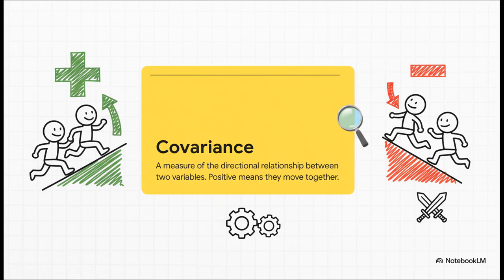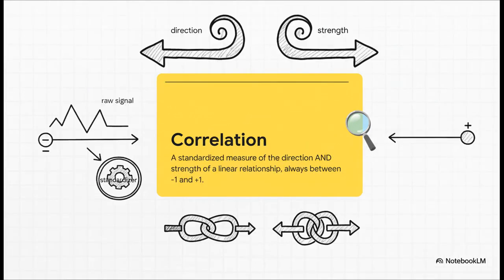It's basically a quick and dirty signal. If the number's positive, it means the variables tend to move together. If it's negative, they move in opposite directions. It's like asking, are you guys on the same team or are you rivals? But knowing if they're teammates or rivals is only half the story, right? What we really want to know is how strong is that relationship? Are they best friends or just casual acquaintances? For that, we need correlation.